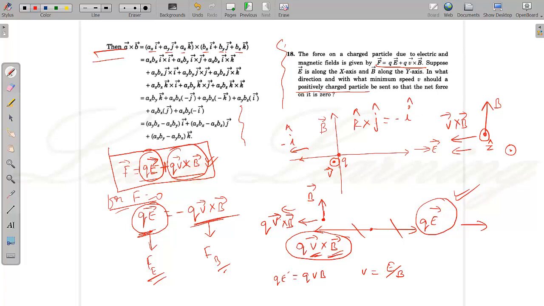So we now know that the V vector should be along the positive z-axis, right? And the magnitude should be such that the velocity will be E by B. So the charged particle should be sent with velocity E by B in the positive z-axis direction. This is how we solve this, right?